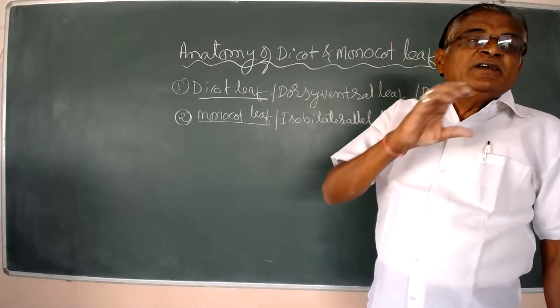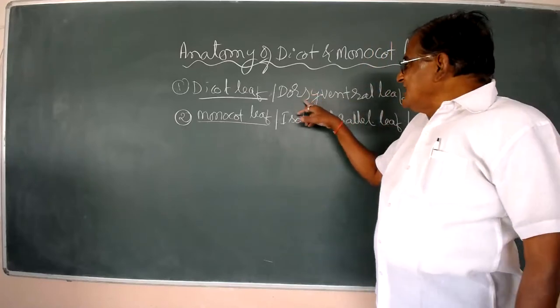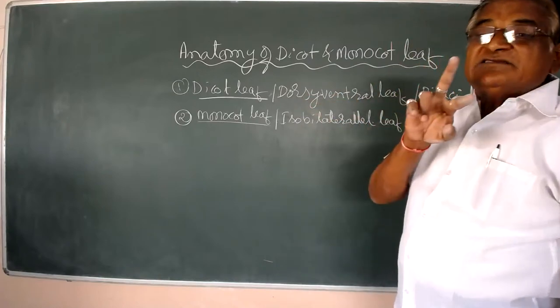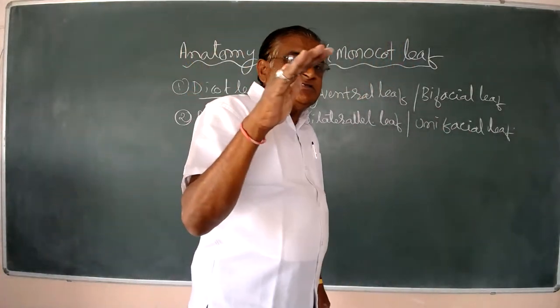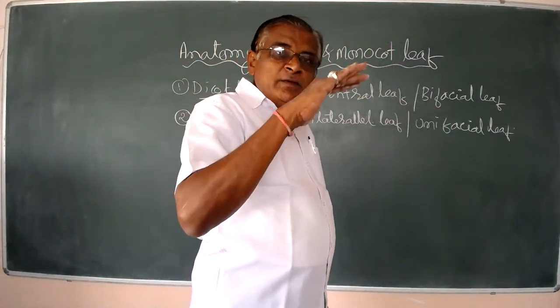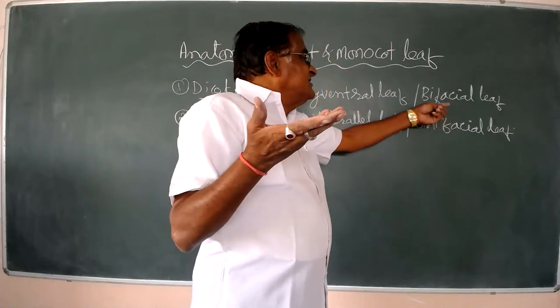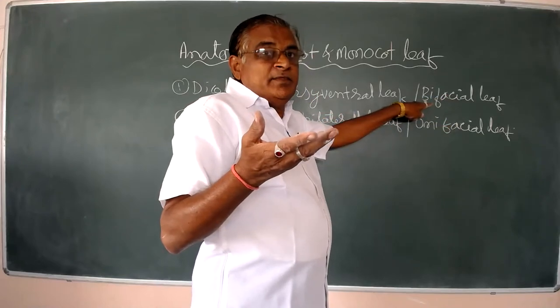On the ventral surface, the lower surface, again the tissue will be different. For that reason, it is called dorsiventral. And also it is called bifacial. Bi means having two faces. That means the upper surface, the dorsal surface, will be darker and the lower will be less dark. So both surfaces will be different. So it is called bifacial.